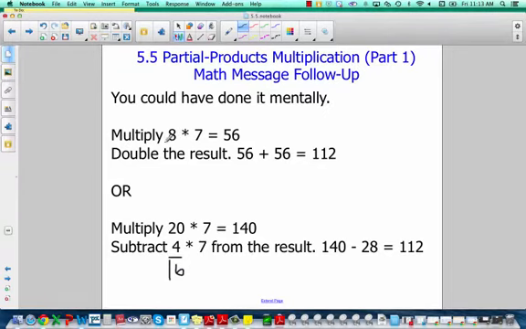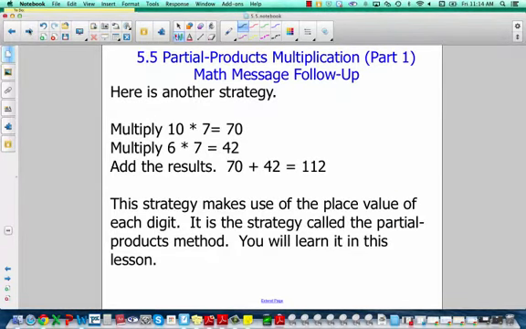And if you got to the result of 112, then you would be completely correct no matter how you did it. Today we're going to learn a multiplication strategy that will allow you just to multiply 16 times 7. It's going to be very similar to this. This person broke down 16 into 10 times 7 and 6 times 7, because 10 plus 6 is 16.